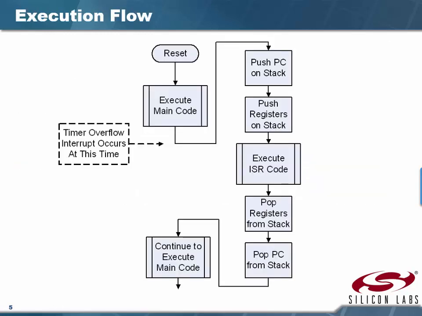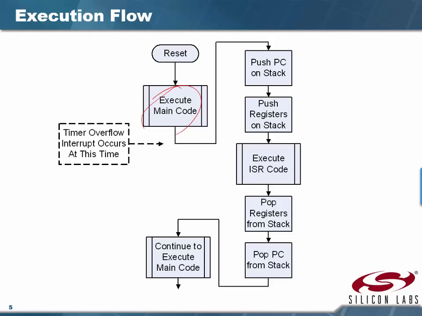So this is what happens when an interrupt occurs. We're executing our main code. We're reading our novel. We don't care what we're doing. We're executing our program, and our program could be doing absolutely nothing. It could be in a while one loop. As a matter of fact, I think the example I use is a while one loop.